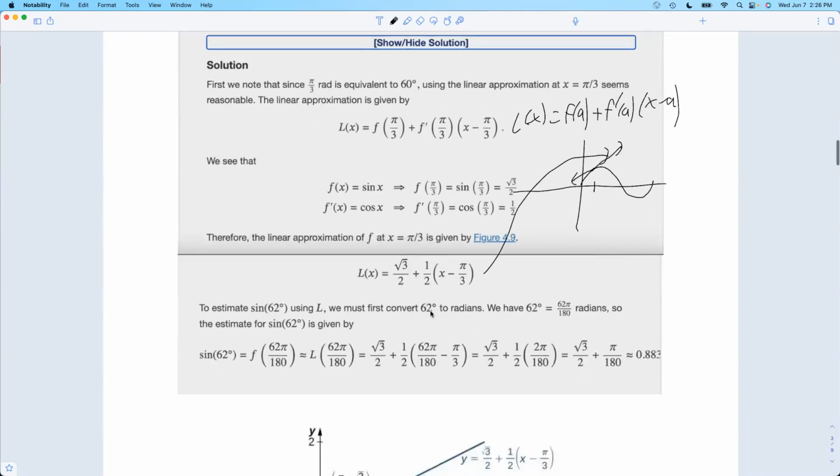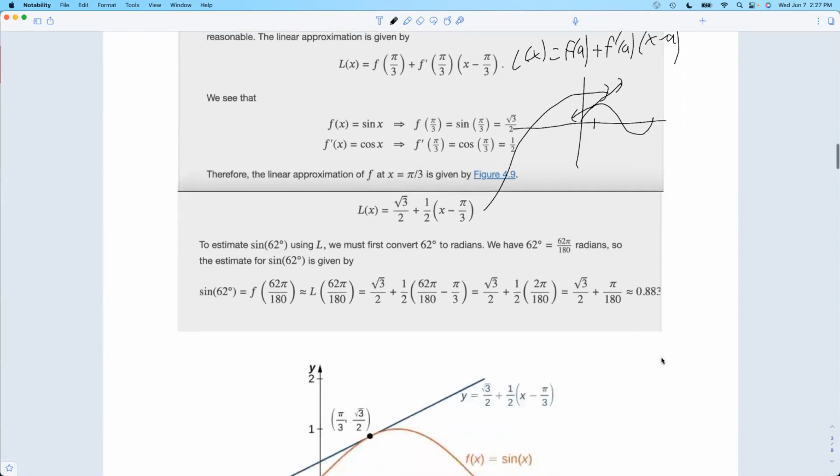Okay, now we got to convert 62 degrees into radians. So we just multiply by pi over 180. Now we're in radians. Then sine of 62 is approximately equal to, this is the actual function value, it's approximately equal to the y value on that tangent line. And you can see we've just plugged in, you can check all the details here, and we get that value.